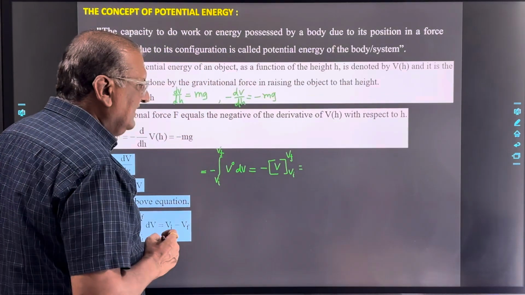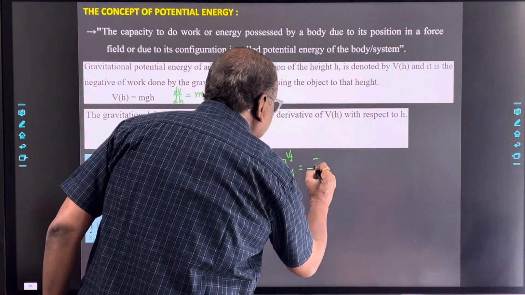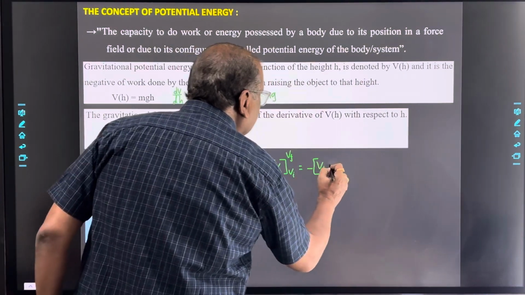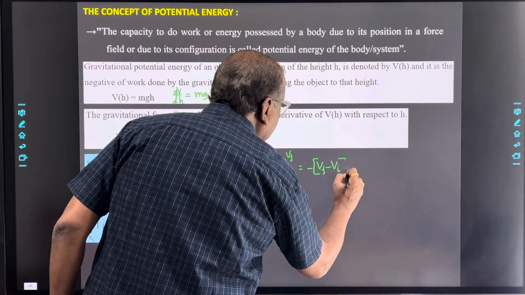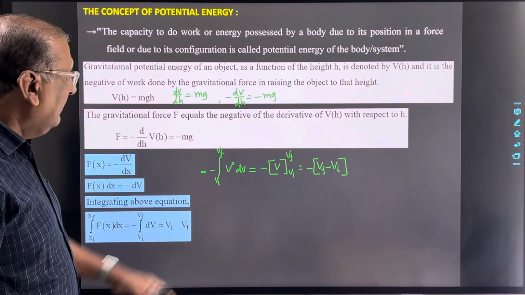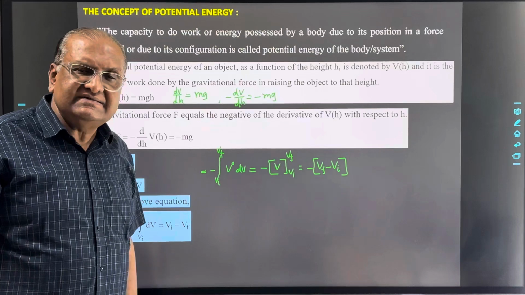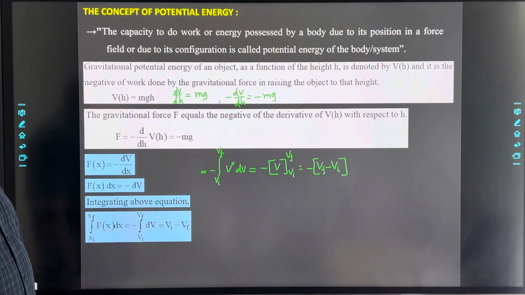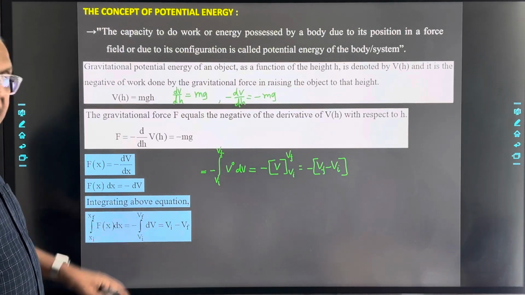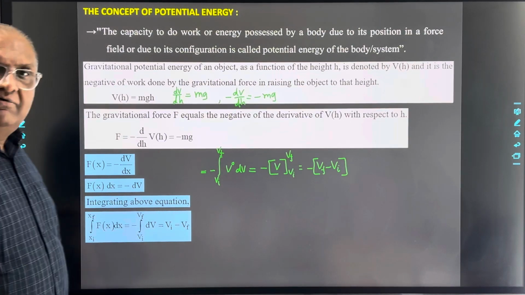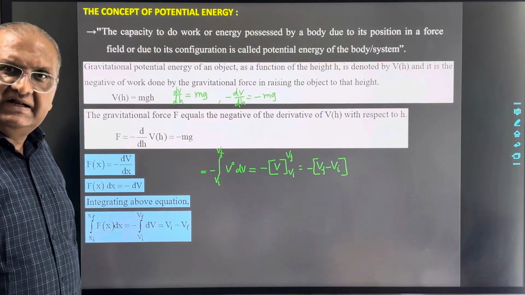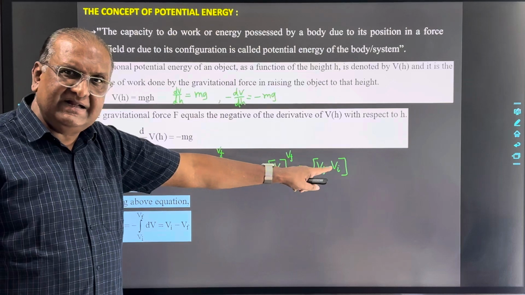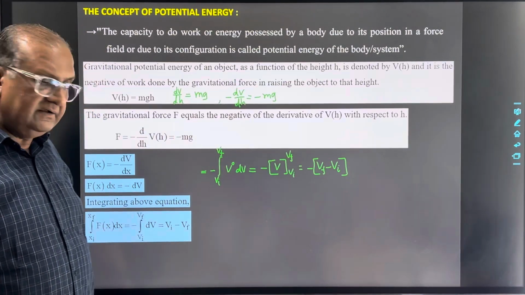So substitute the limits, that is equal to minus. V equal to Vf, the upper limit, minus V equal to Vi, the lower limit. Now if we take this negative sign inside the bracket, then we can write Vi minus Vf. Clear? So here the work done by a variable force is the negative of the change in potential energy, because change is final minus initial.